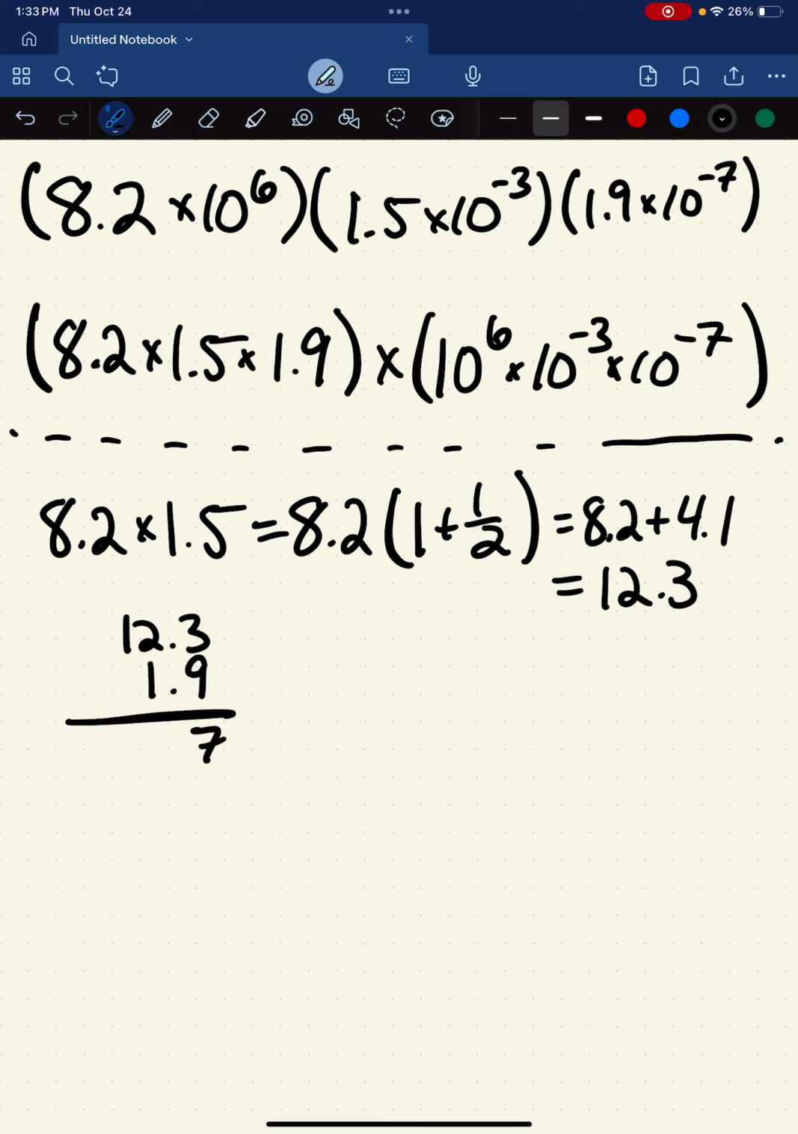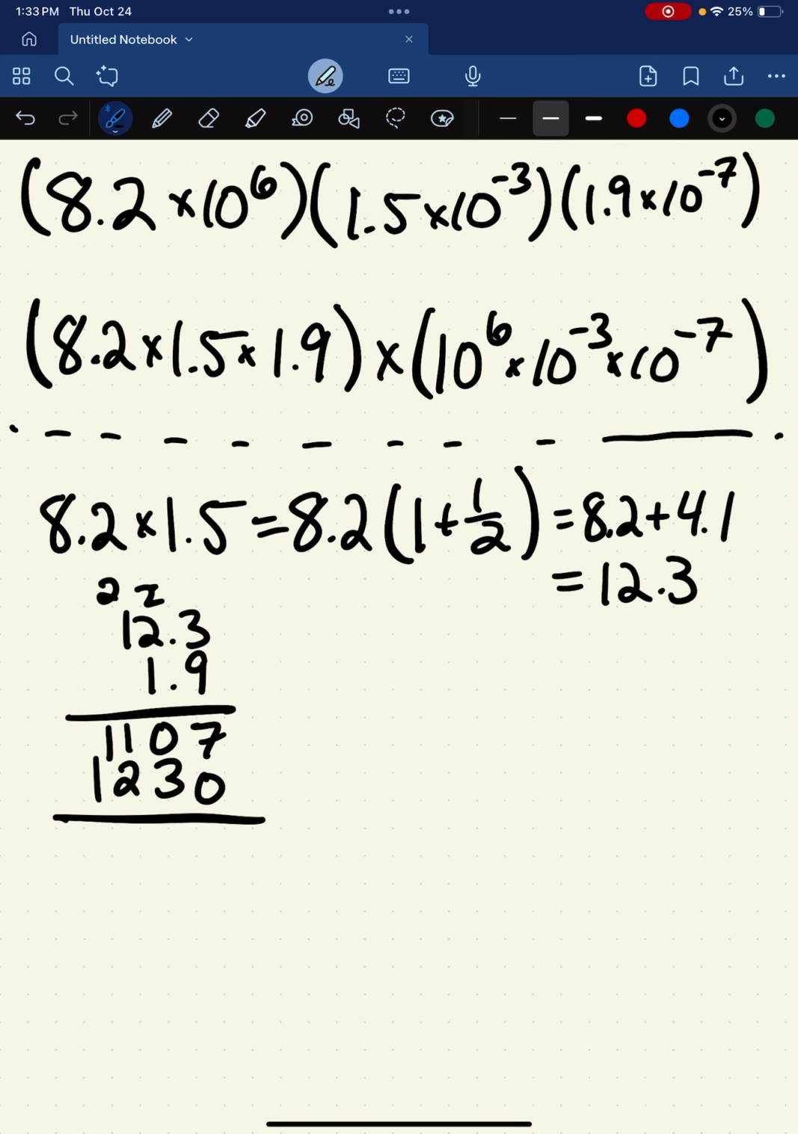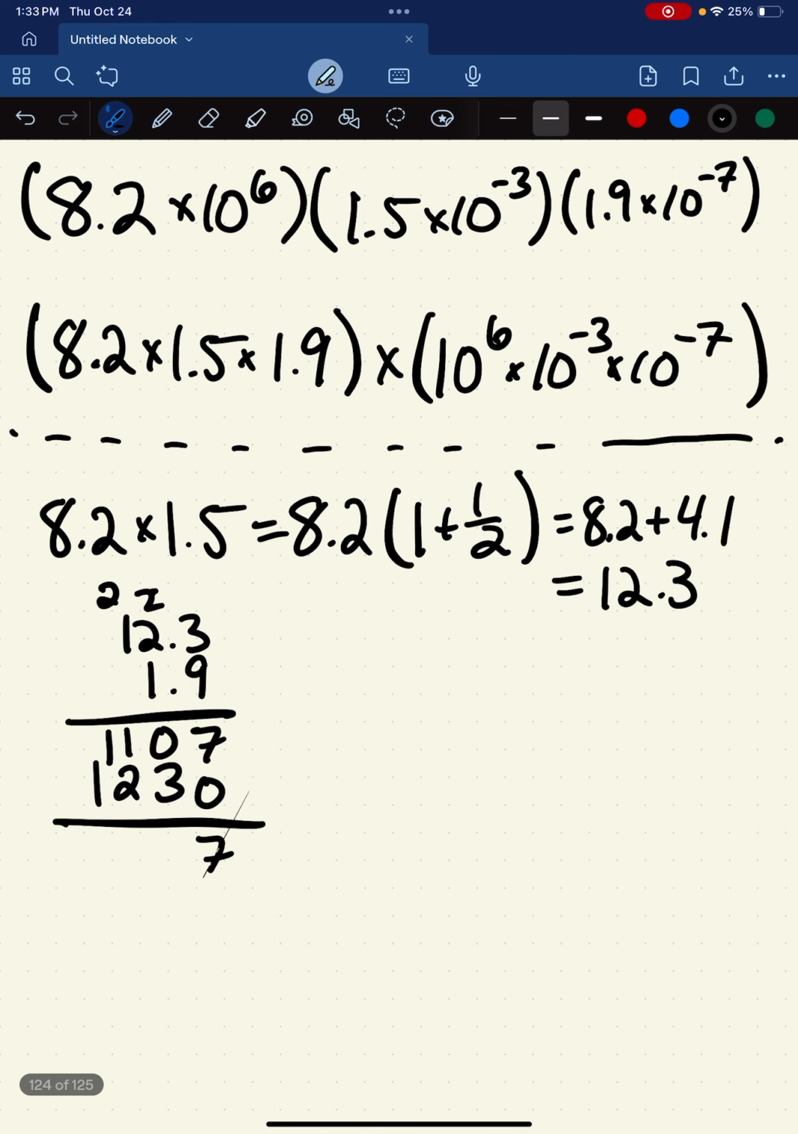9 times 3 is 27, carry the 2. 9 times 2 is 18, 19, 20. Carry the 2. 9 times 1 is 9, plus 2 is 11. Bring down our 0. Then 3, 2, 1, we get 7. Ignore that line there. 7, 3, 3, 2. And we have 2 numbers behind the decimal place, so we have 2 numbers behind the decimal place there. Okay, we're done with multiplication.